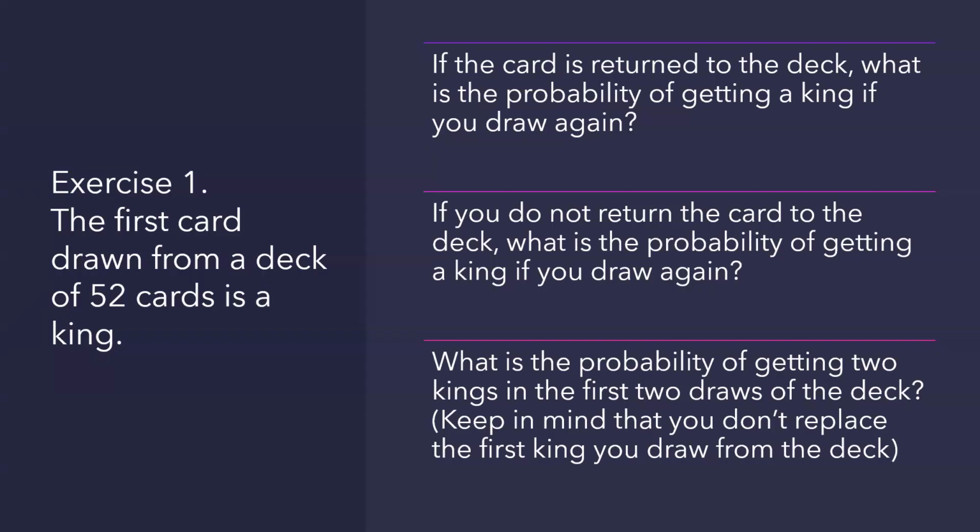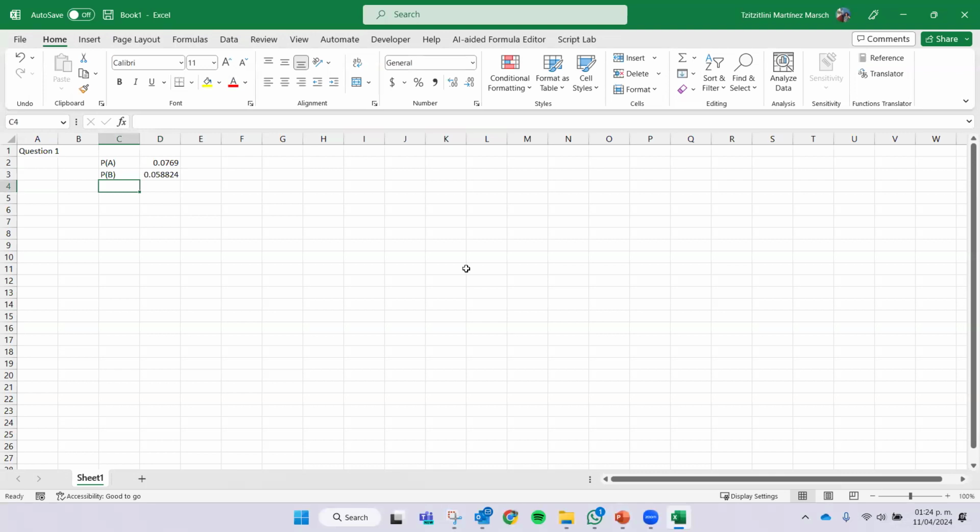What is the probability of getting 2 kings in the first 2 draws? Keep in mind that you don't replace the first one. So if you remember the laws, in this particular case this is the multiplicative probability law. I mean, they're not dependent one on the other, and this is fairly simple. So this is going to be an and: what is the probability of getting 2 kings on this?